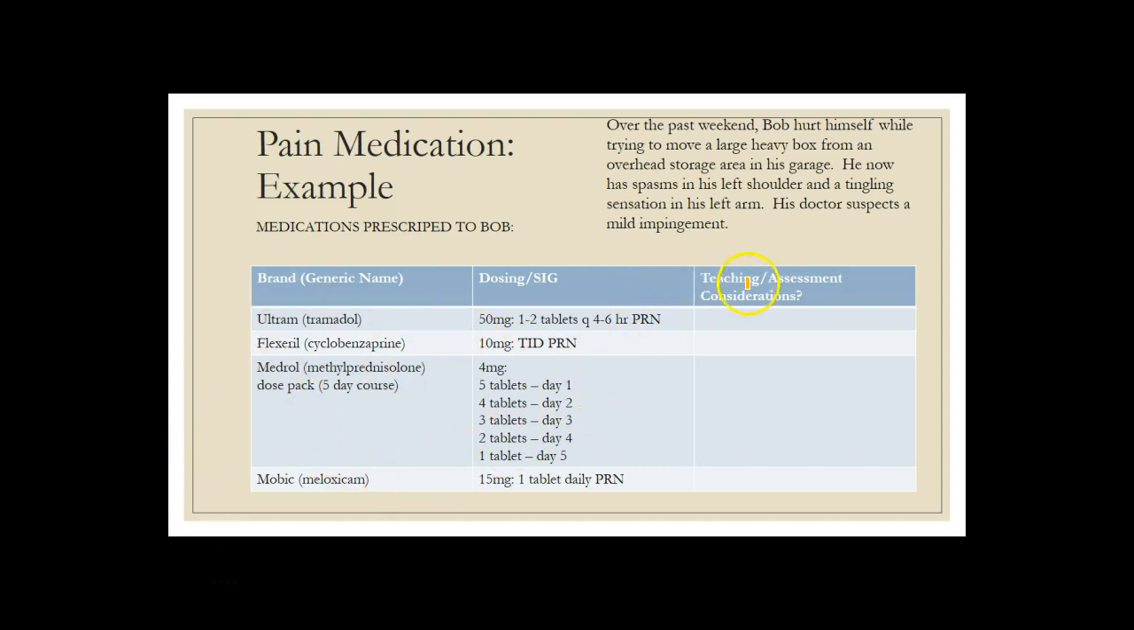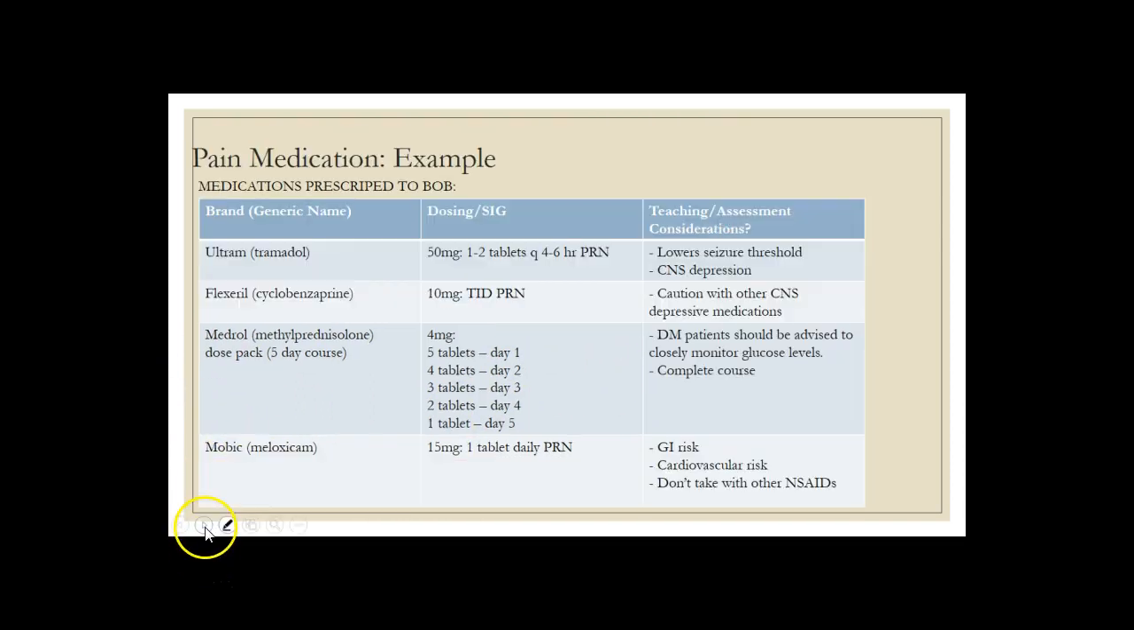So we're talking about teaching assessments or considerations. Giving anybody tramadol, you want to make sure the patient does not have a history of seizures because it does lower the seizure threshold. It does cause CNS depression, so you need to educate the patient about that because it can lower their respiration rate.